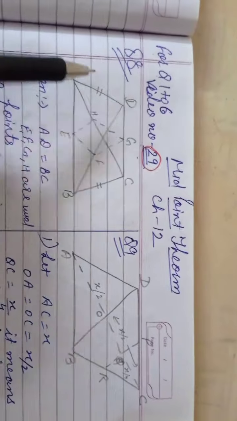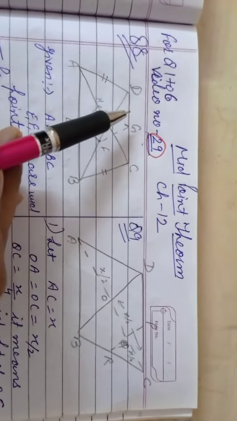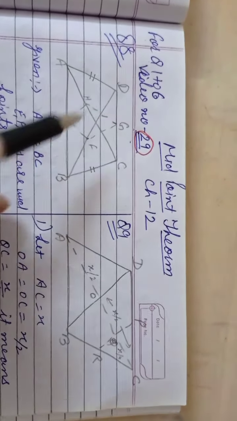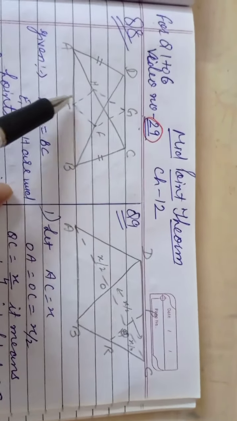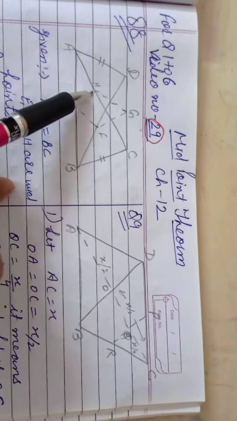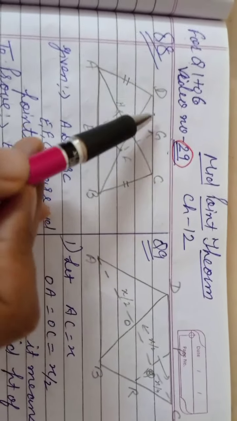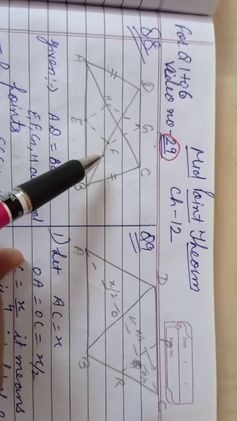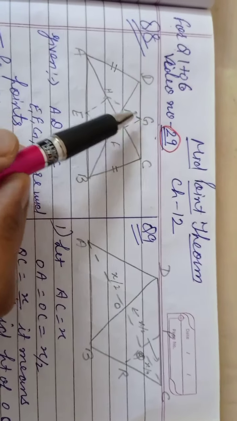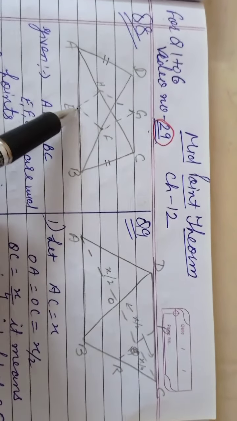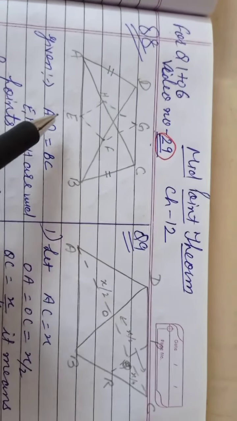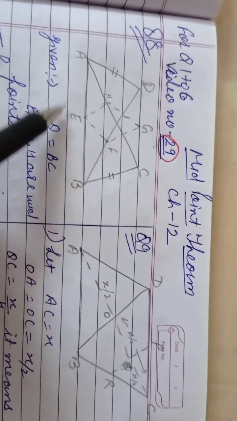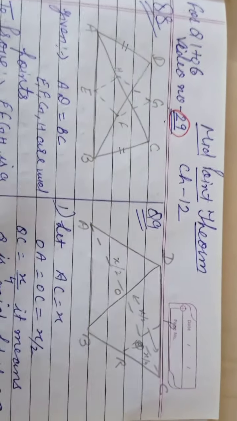The eighth question is: ABCD is a quadrilateral in which AD equals BC. E, F, G, H are the midpoints of AB, BD, DC and CA respectively, and you have to prove EFGH is a rhombus. Rhombus means you have to prove all the sides equal. So look children, what I have done.